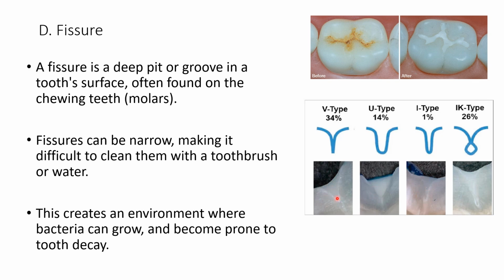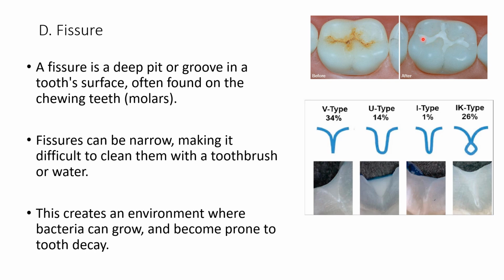So this is how you have to modify the fissures. You can make out these fissures. The depression from this point to this point is known as a fissure. So you have to modify this feature, remove the decay from this area, and seal it. So this is known as fissure sealant.